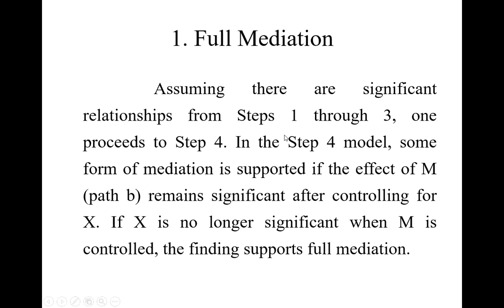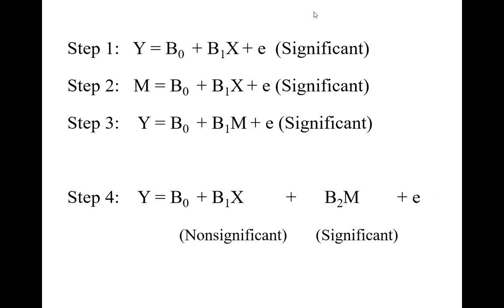Full mediation. Now you can see the example. I told you there are 3 types of mediation: full mediation, partial mediation, and no mediation. What is the condition of full mediation? Y is the outcome variable, X the independent variable, and M the mediator variable.